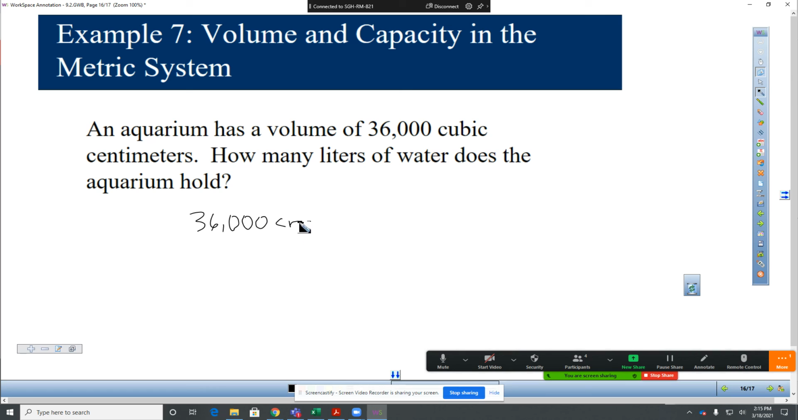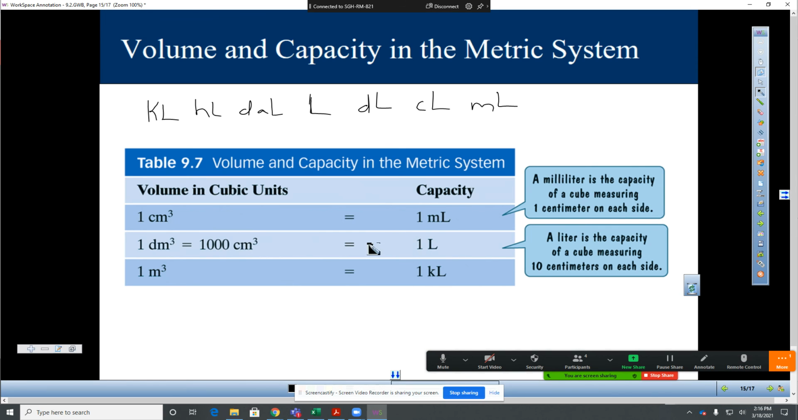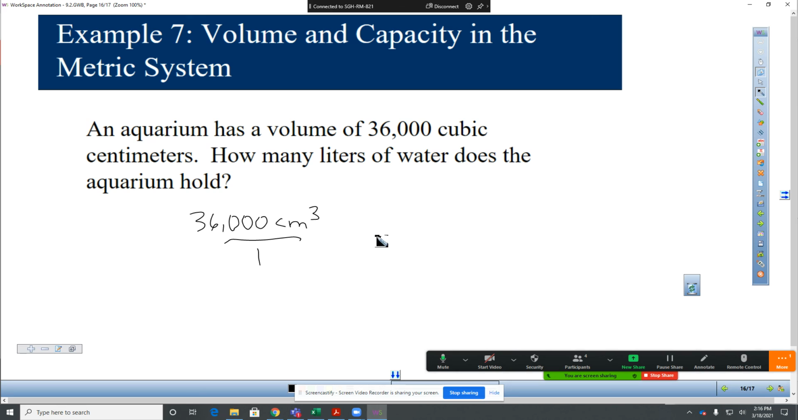How many liters is that? So we need to go see if there's a cubic centimeters to liters. And there it is. 1,000 cubic centimeters is equal to 1 liter. So I need the cubic centimeters on bottom. That cancels, so I'm going to divide 36,000 by 1,000. That gives me 36 liters. 36,000 cubic centimeters is equal to 36 liters.